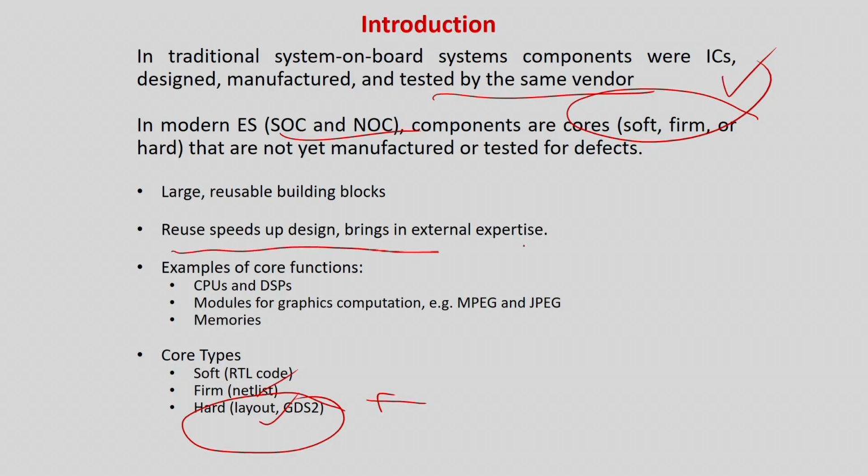So basically why is it so large? Reuse, speeds up designs and brings external expertise. So basically you can speed up the design process. If I have to build all the designs myself, then it will take a long time, and I will be selling my product to the market. So what you do is take different products from different companies and put them together and sell it. So it's an external expertise. The expertise for my company is not to build it, but rather integrate it.